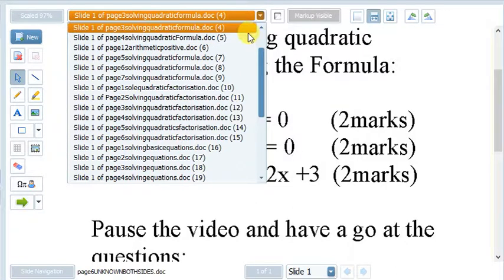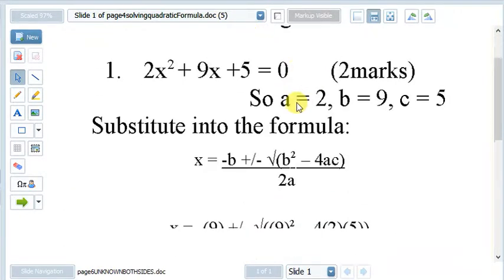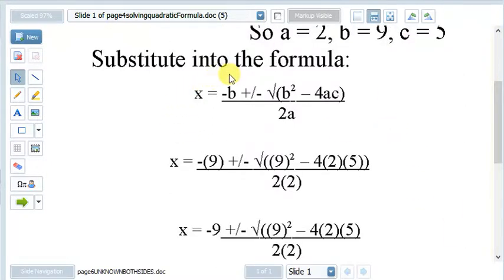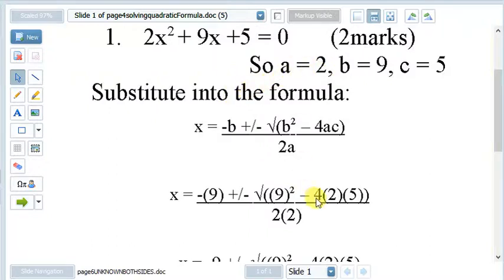Okay, so question 1, and question 1 was 2x squared plus 9x plus 5. So a equals 2, remember the ax squared plus bx plus c. B is the number in front of the x, and c is the number by itself. So what we do here is we substitute into the formula. So a is 2, so a goes in there and there, so 2 and 2.